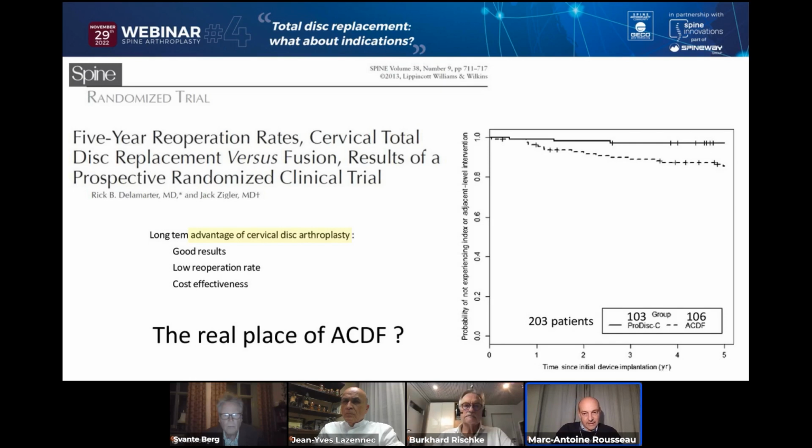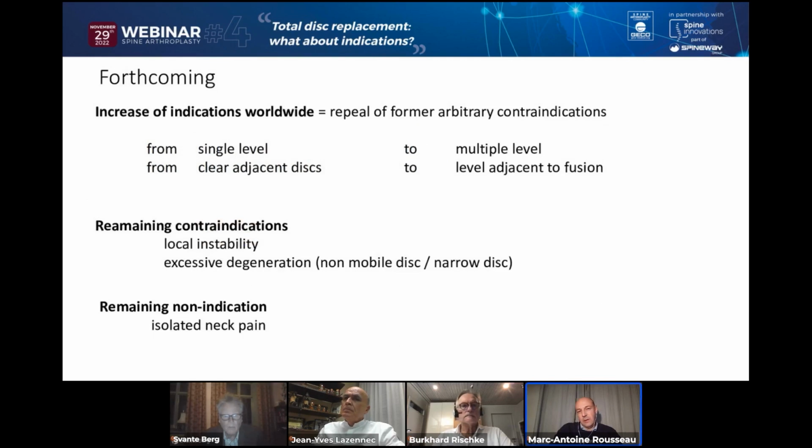And I have to say that I share this point of view, specifically when we see that long-term studies regarding disc arthroplasty at the cervical spine show an advantage of arthroplasty over ACDF in terms of results, reoperation rates, and even cost effectiveness in some countries. And that's pretty highly proven in long-term studies. So in summary, we see that the indications increase little by little because there are very few situations when we cannot use arthroplasty.